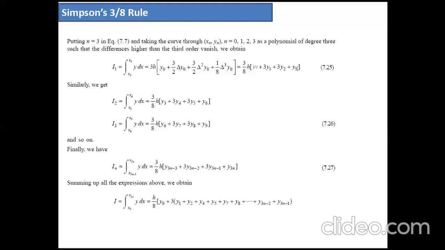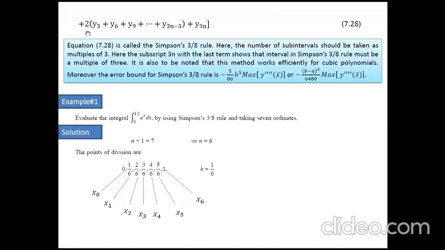You can see y3, then y3, so it is 2y3. There is no other y3. y6, y6, 2y6, y9, y9. Next will be y9, so it will also be a multiple of 2. And similarly, the last term will have a multiple of 2. So on the next slide, we have the terms with a multiple of 2, and those are y3, y6, y9, y3n minus 3. They are multiplying with 2, and the last term is a single term.